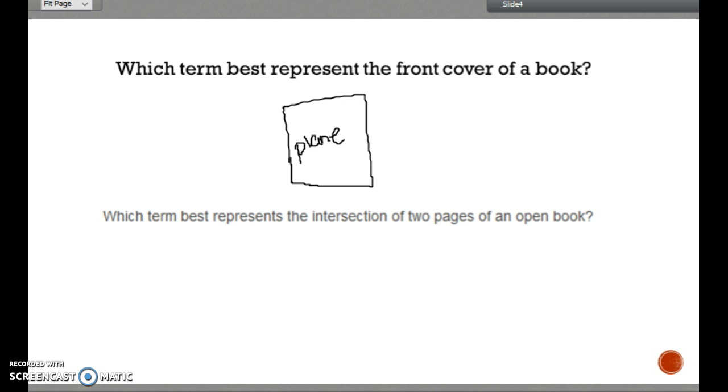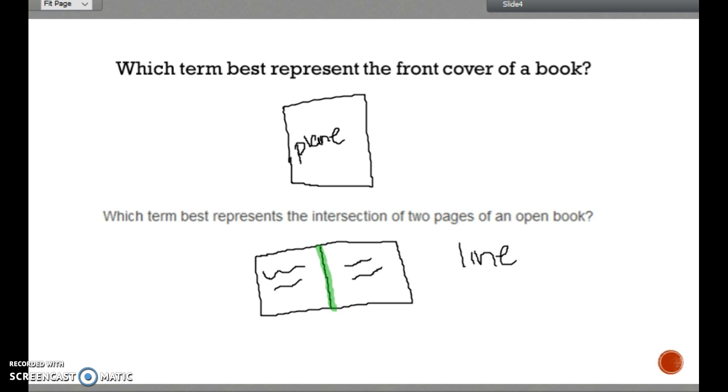All right, the next one says, which term best represents the intersection of 2 pages of an open book? All right, so now we're going to open up our book. We have writing over here and over here, and it wants to know what the intersection of those 2 is called. Well, if we look at where it intersects or where they touch or overlap, that's just a straight line. So the intersection would be a line. And going back to our vocab, this is a plane, and this is a plane, and they intersect at this line.